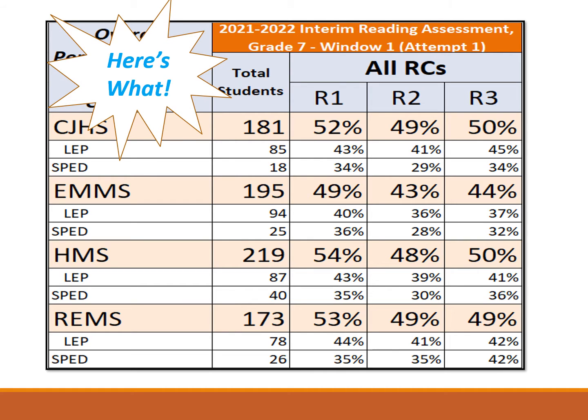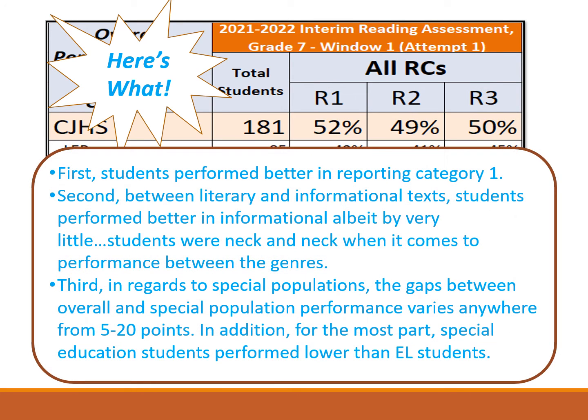Here's what. First, students performed better in reporting category 1. Second, between literary and informational text, students performed better in informational, albeit by very little. Students were neck and neck when it comes to performance between the two genres. Third, in regards to the special populations, the gaps between overall and special population performance vary anywhere from 15 to 20 points. In addition, for the most part, special education students performed lower than our EL students.